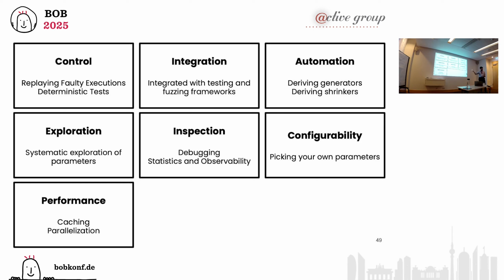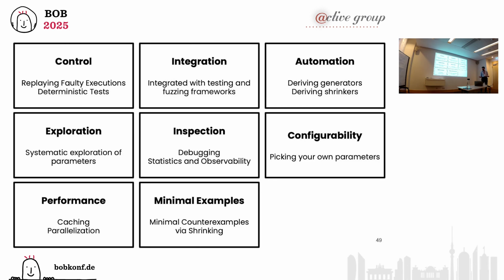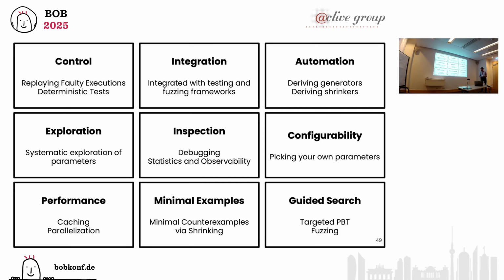They do a lot of caching to prevent generating things many times. And they try to do parallelization by running tests in parallel for you. Of course, they do shrinking. And recently, they also started adding targeted PBT, where you can try to make the generator biased towards some target that you have, or coverage-guided fuzzing.